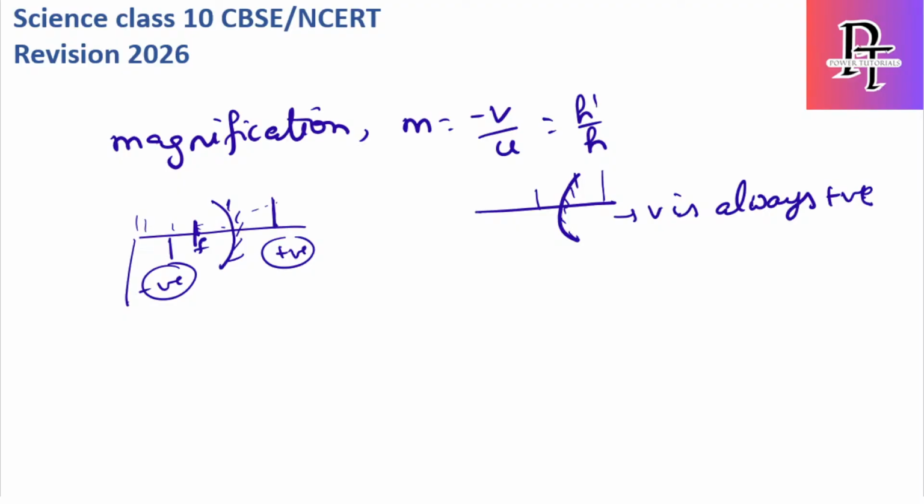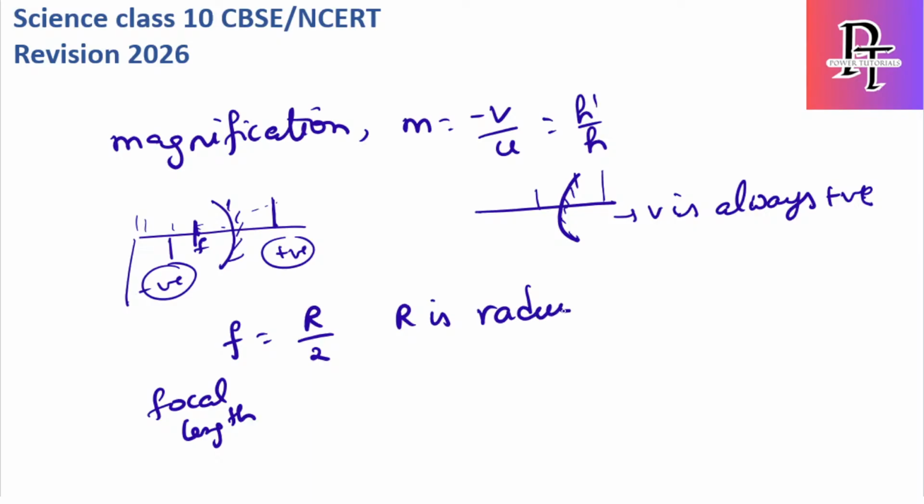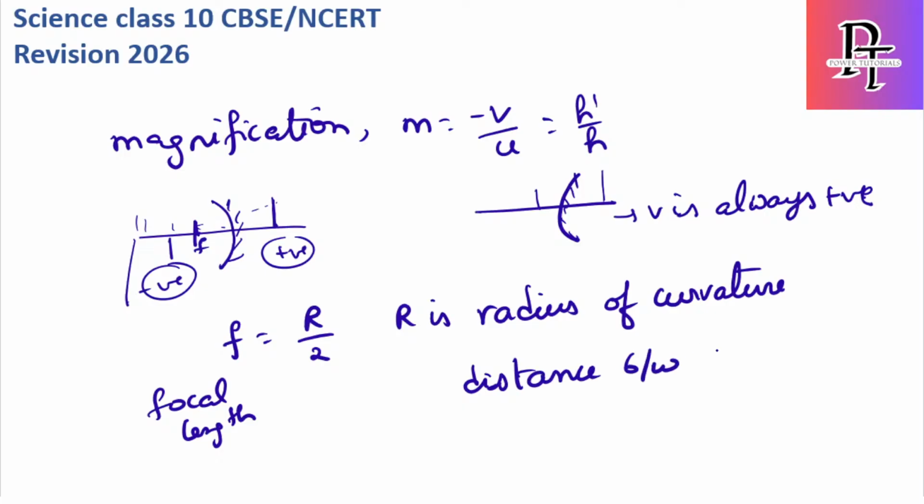Okay, and one more thing, if they provided you radius of curvature, then focal length is equal to r by 2. Focal length f is r by 2, where r is radius of curvature, which is nothing but the distance between C and P, that is center and pole.